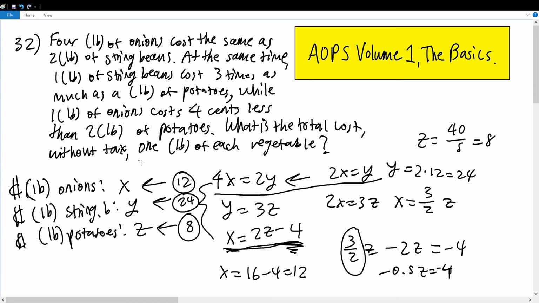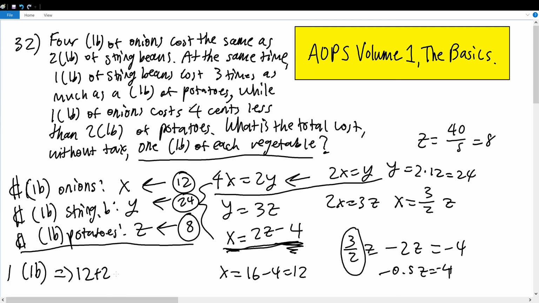And now we can answer the question: 1 pound of each vegetable, how much will it cost? So 1 pound of each vegetable in cents, well, we already solved it for each individually. So 1 pound of each vegetable will be 12 plus 24 plus 8, which is equal to a grand total of 44 cents, the solution to our question.